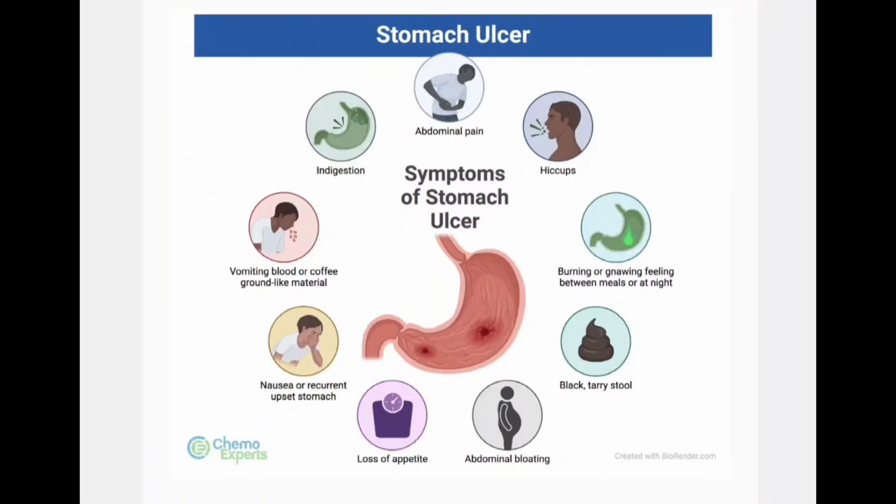Symptoms vary depending on the ulcer type. Gastric ulcers cause pain that worsens with food, leading to early satiety and weight loss. Duodenal ulcers cause pain that improves with food but worsens later, often presenting with night pain. Complications like bleeding, perforations, or obstructions can occur if left untreated.